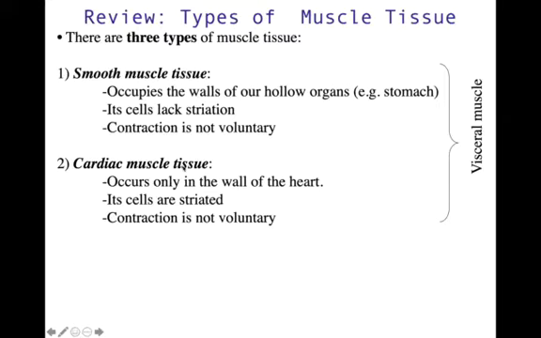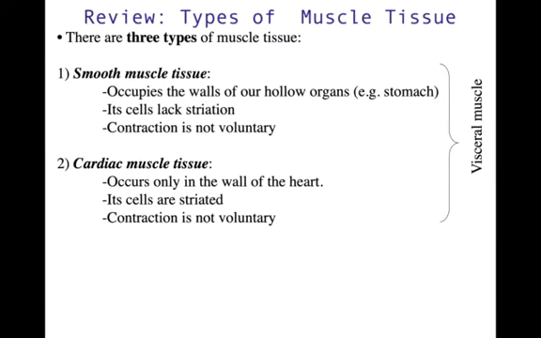The second type of muscle is cardiac muscle. Cardiac muscle is only found in your heart. The cells are striated, and the contraction, again, is not voluntary. It's under unconscious control. So this will move things within the lumen of your hollow organs. This is going to move blood, so by the heart beating and pumping, it pushes blood through your blood vessels. Now, because smooth muscle and cardiac muscle are typically found in visceral organs, collectively we call them the visceral muscles.